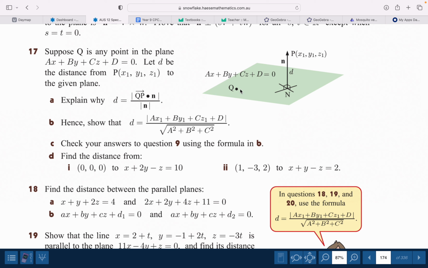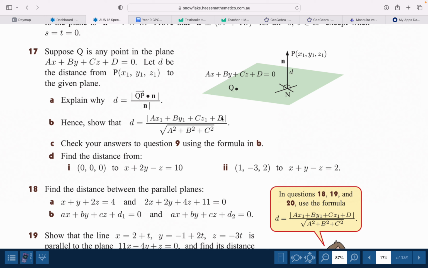We've got Q, I'll start with Q as a point. Now this is a generalized point that could be anywhere on the plane. So this will just be some x, y, z. You've got your plane equation. Normally we would see ax plus by plus cz equals d, equals the constant. They've just moved the constant over to the left. That will become clear why they did that when you get down to this formula, because you need the d in that formula.